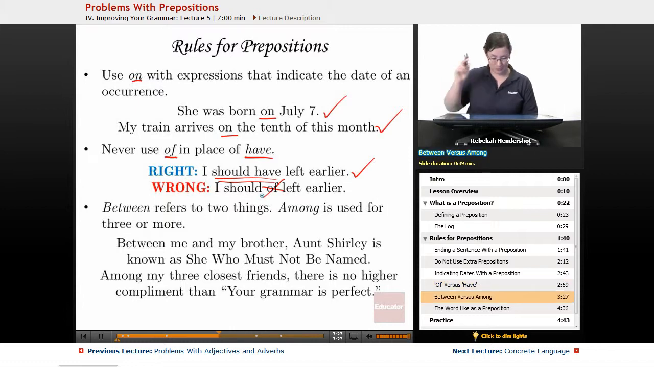Next. Between refers to two things. Among is used for three or more. What does this mean?